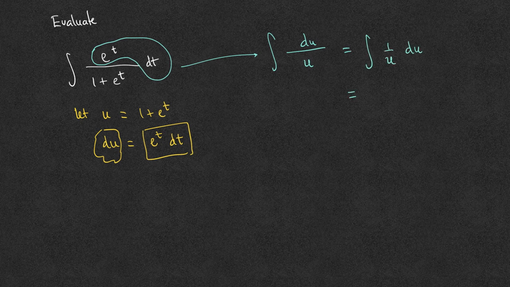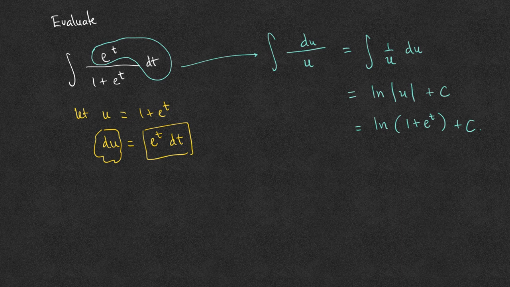The antiderivative of 1 over u is ln of the absolute value of u plus c, but u is 1 plus e to the t, knowing that 1 plus e to the t is positive already, so we don't need the absolute value around it. And this is the answer.